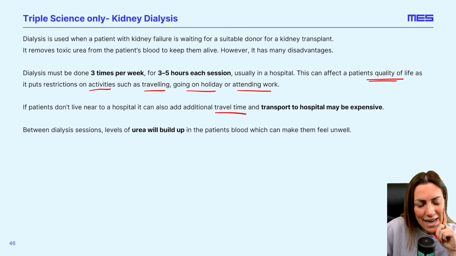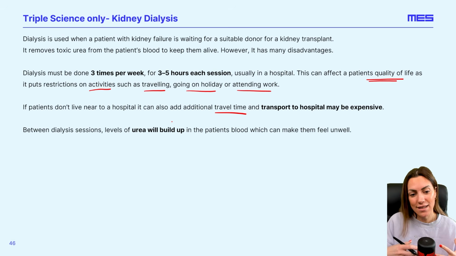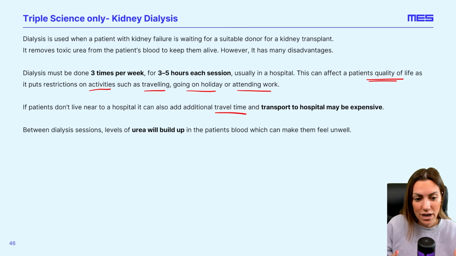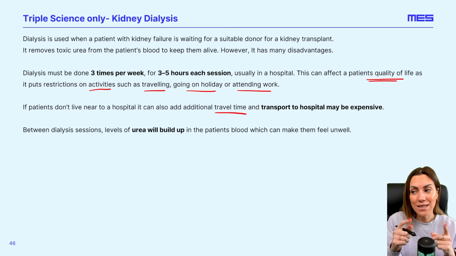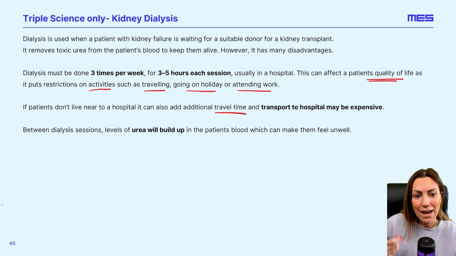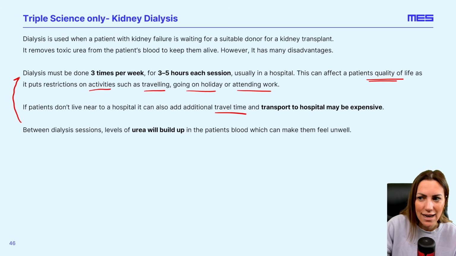Now, between the dialysis sessions, urea will start to build up. The concentration of urea will increase in the patient's blood. That can make them feel very unwell, okay? Because they have the dialysis session, which removes all the urea, but as soon as they leave the hospital, urea concentrations start to increase and they might not be going back to the hospital for another 3 days. So levels of urea will gradually build up and could make them start to feel unwell. And this is why you have to have dialysis done very, very regularly as well.